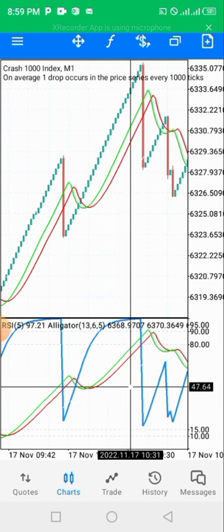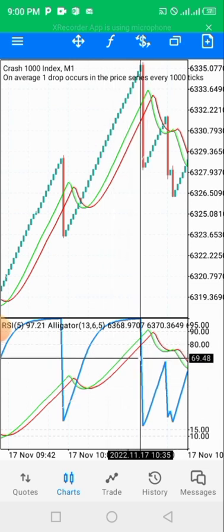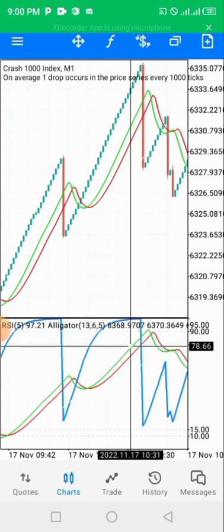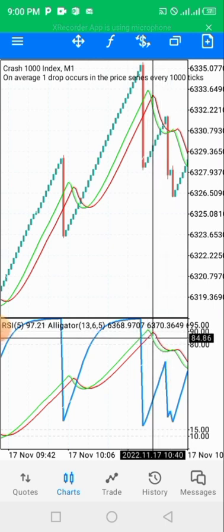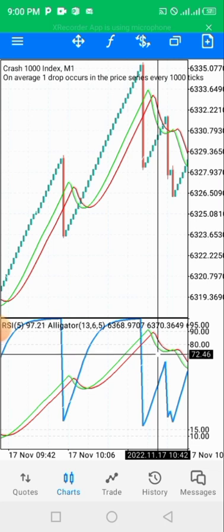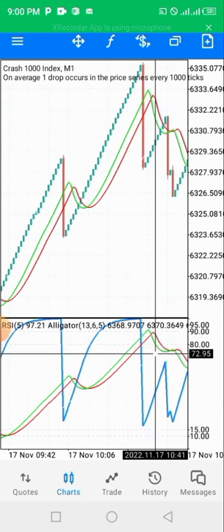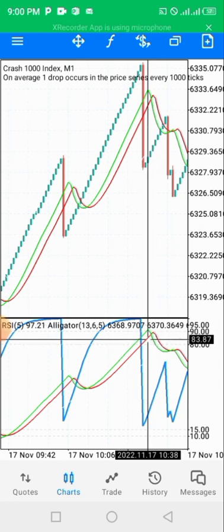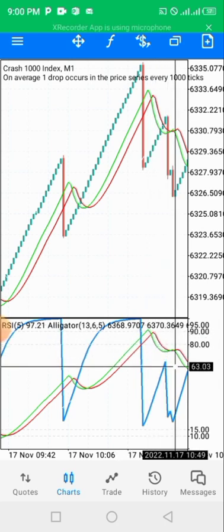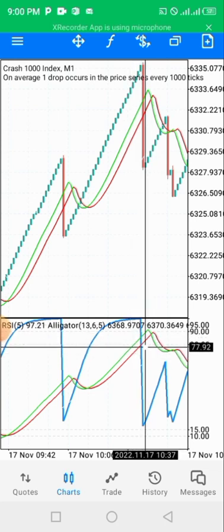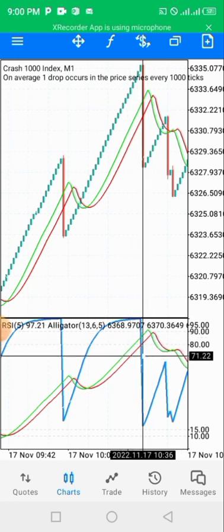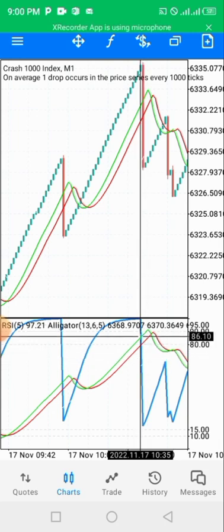The first condition here will be when you see the red and green indicator crossing each other like this above the level 80. It has to go above level 80. The moment you see this green and red indicator going above the level 80 and crossing each other like this to the downside, that is your first condition.